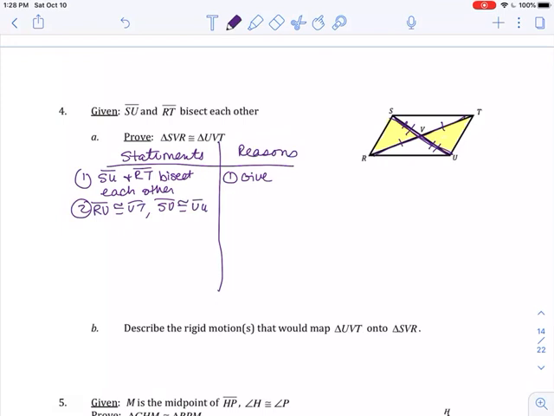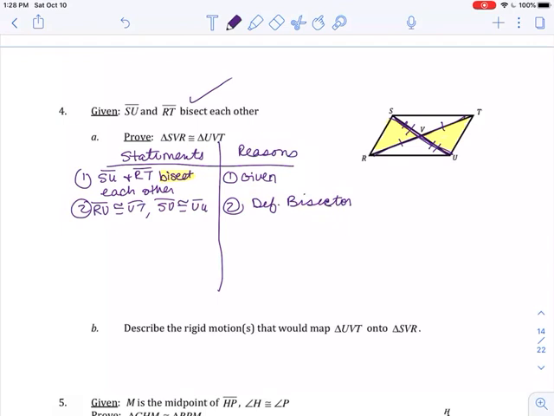RV is congruent to VT. And SV is congruent to VU. Now, how do I know those segments are congruent to each other? Because a bisector divides a segment into two congruent segments, just like a midpoint does. So I'm just writing definition of bisector. All right, now I only have two sides, which is not one of my ways to prove triangles congruent. I need something else. There's nothing else in the given because I already used up the given.